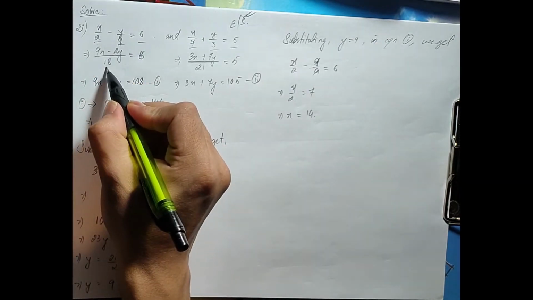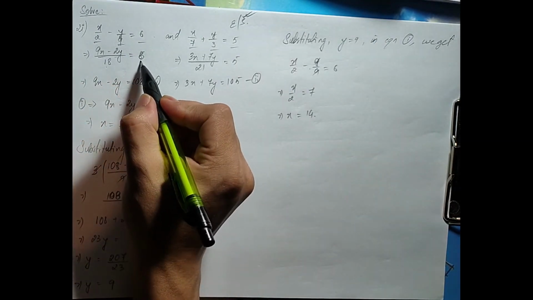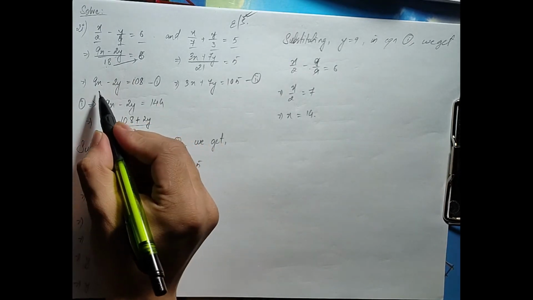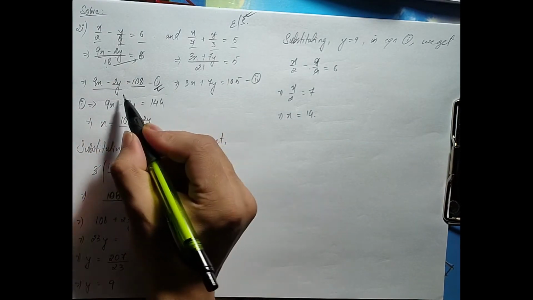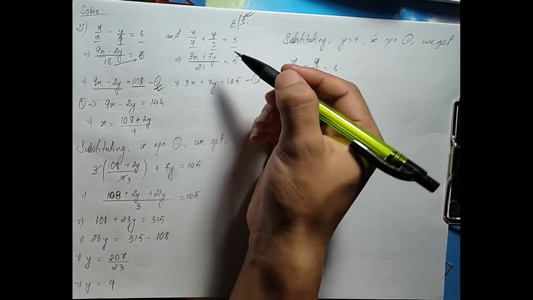So here if you take LCM of 2 and 9, the LCM is 18. So you get 9x minus 2y is equal to 6 into 18 goes here, so you get 9x minus 2y is equal to 108. Let's mark this as equation 1 since this cannot be solved further.